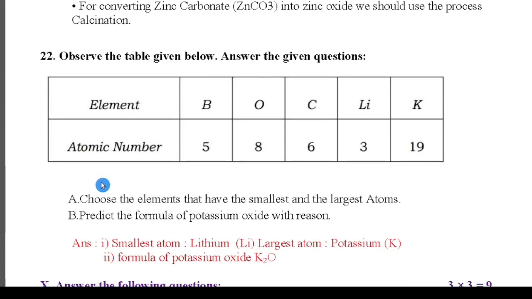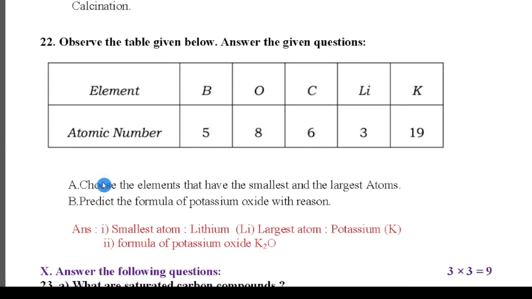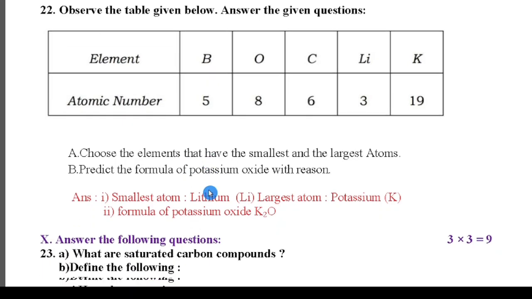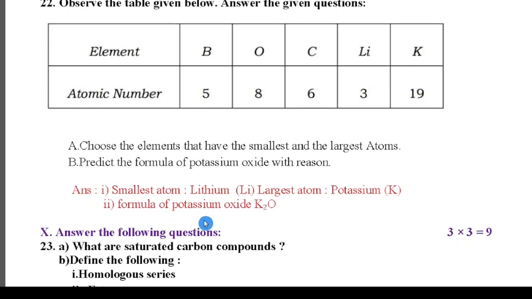Question number 22. Observe the given table and answer the given question. Elements are given, atomic numbers are given. First one, choose the element that has the smallest and the largest atom. The smallest is lithium and the largest is potassium. Predict the formula of potassium oxide with the reason. So the formula of potassium oxide is K2O.